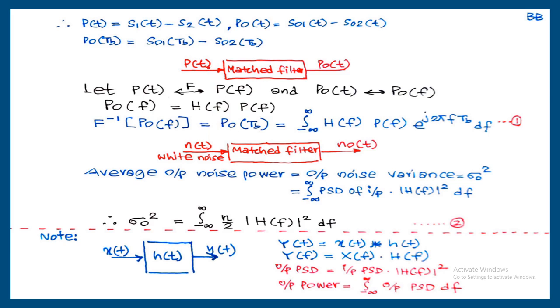Second part is the matched filter, and the input is considered as noise, because initially we have taken the input signal as p(t) plus n(t), and then now we have taken that p(t) and n(t) separately. We are assuming that the system is a linear system, so due to linearity it can be taken separately like this. So the input noise is white noise, that is n(t) is white noise, and the output is n0(t).